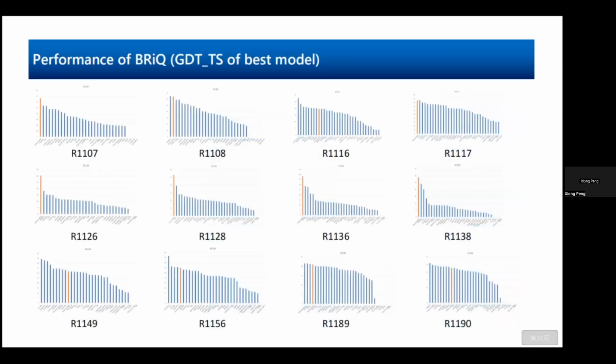So here is the overall performance of our method, using GDT-TS as the criterion. For this synthetic analysis, we have a great advantage. And for other targets, we are among the top methods.